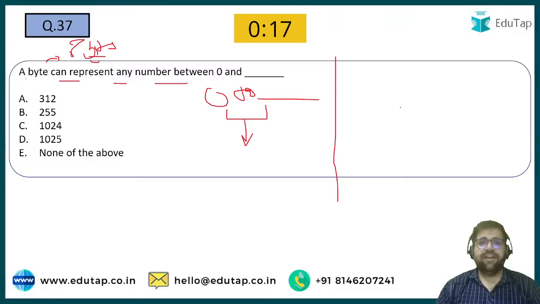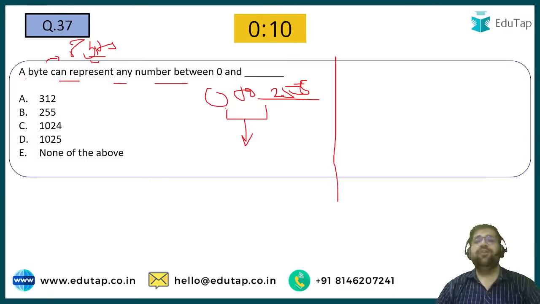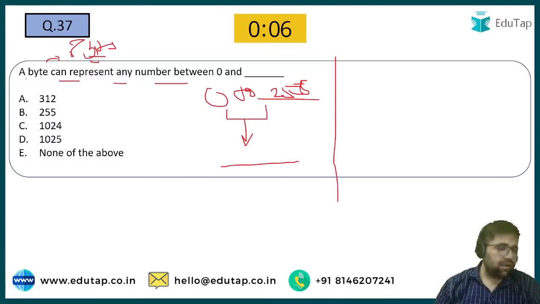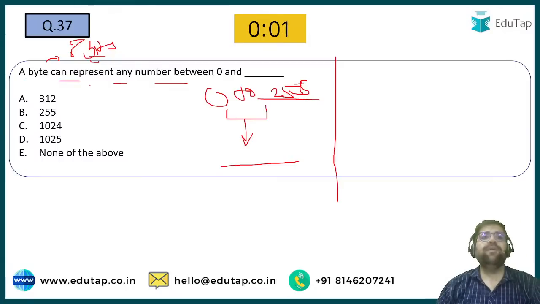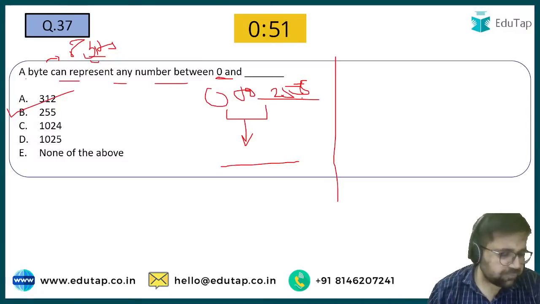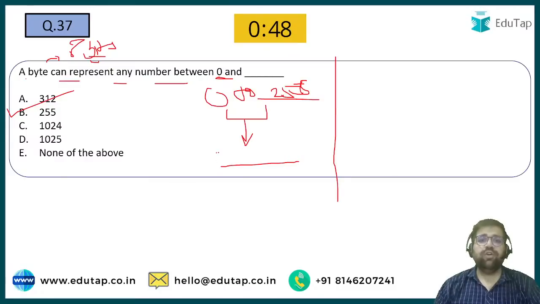Yes, it's 255. Very good. Now remember, this is 255. It means that if you start counting from 0, 1, 2, 3, 4, all the way to 255, then how many numbers are there in total? How many numbers can be made out of one byte? Currently, the answer is option number B, which I agree: a byte can represent any number between 0 to 255. But if I ask you how many total numbers can be represented, then your answer should be 256.